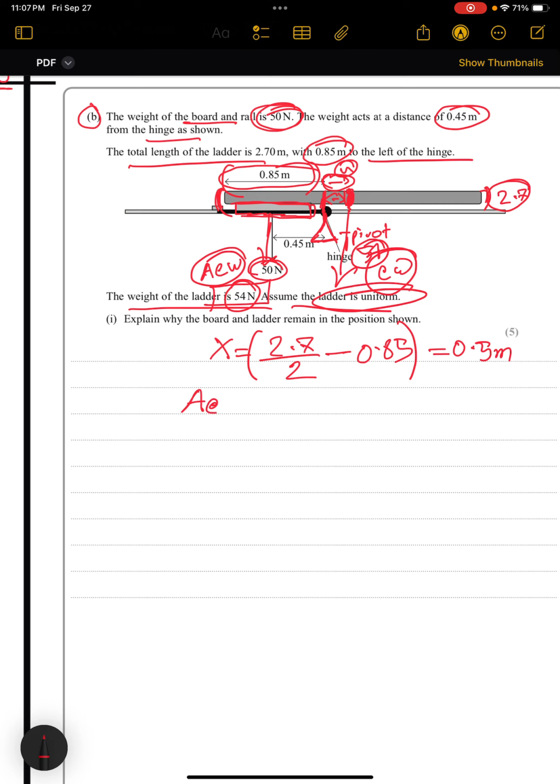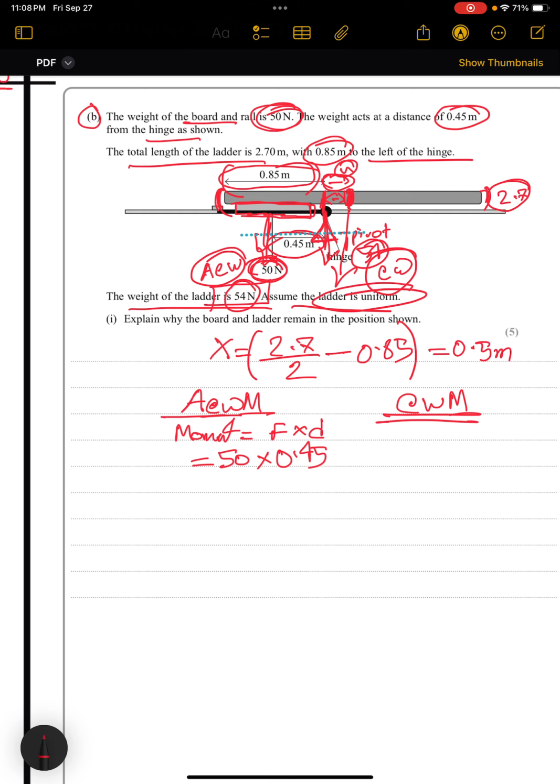So now let's find the anti-clockwise moment. We know moment is equal to force into distance. So the anti-clockwise moment will be 50 into this distance, which was 0.45 from the hinge, or from the pivot. And we can find the clockwise moment, which will be 54 into this distance. One thing needs to be remembered is that we will always take the distance.